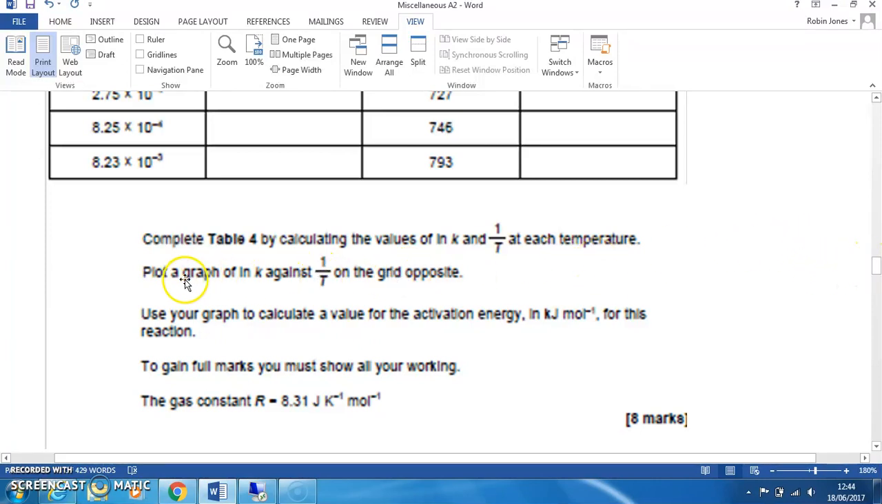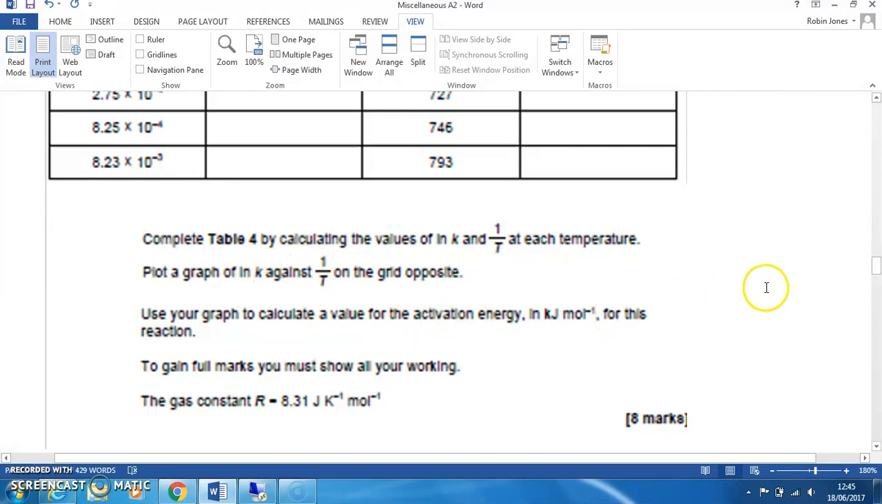So when you do that, if it says plot a graph of ln k against 1 divided by temperature, this one goes up the y-axis and 1 divided by temperature goes along the bottom axis. That's what it means. Plot a graph of this against this. That goes up the side, this goes along the bottom, and use your graph to calculate a value of the activation energy. When you're asked to plot this graph, I'll show you how to get the activation energy.